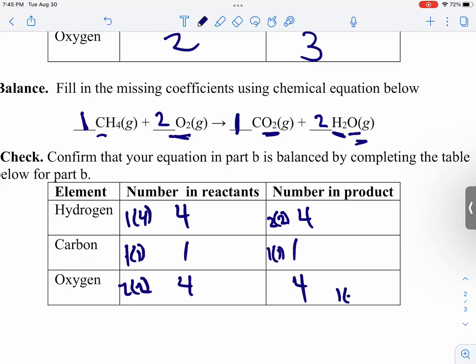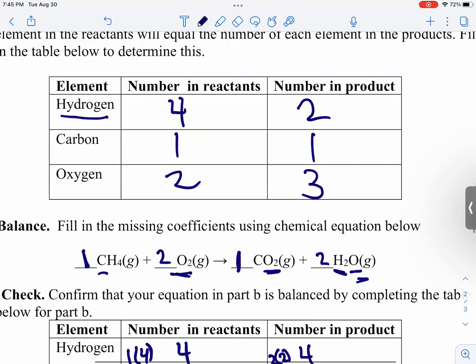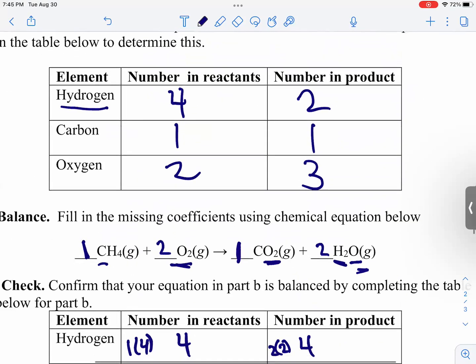Here you had 1 plus 2 times 1. This is definitely balanced. Get a good look at that.